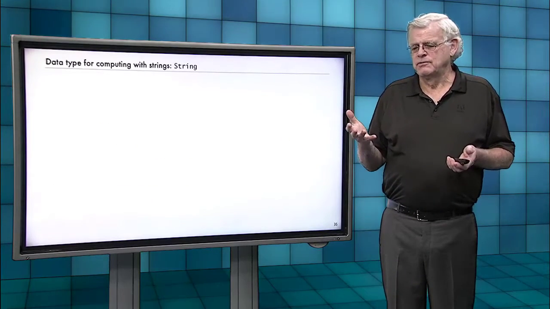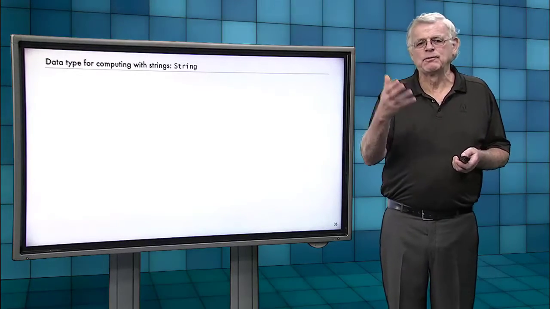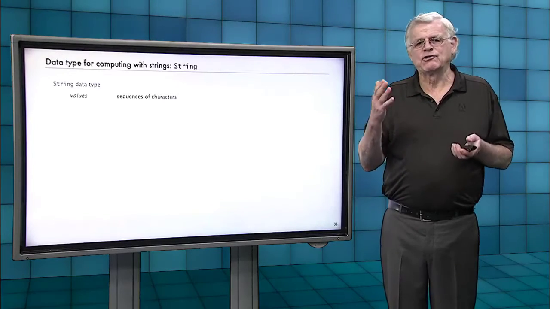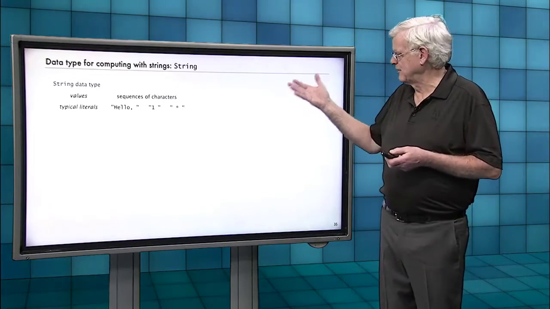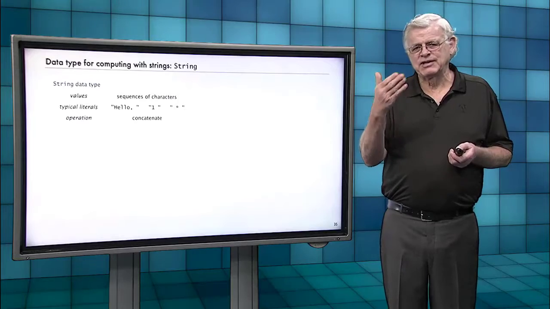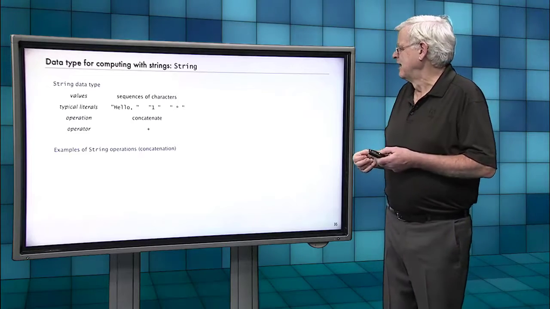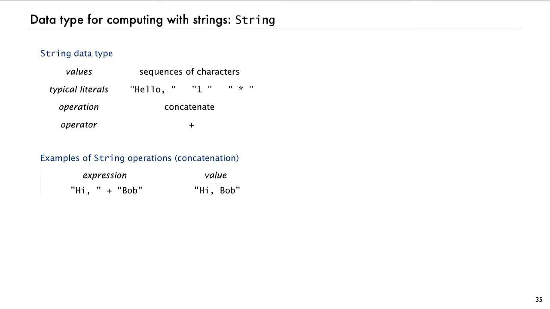Okay, so in order to provide that output so that we see it when we run the program, that's what we use strings for. Again, the string data type, the values are sequences of characters in between quotes. Our operation is concatenate, and we use the plus sign to indicate that we want to concatenate strings. If we take two strings and put a plus sign between them, then it just puts the second one after the first and makes a new string that contains all the characters in the first string followed by all the characters in the second string.